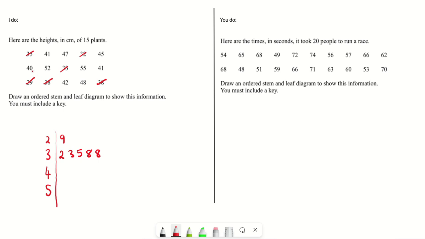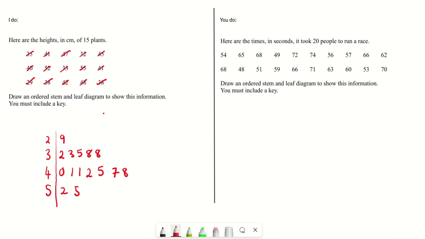In the 40s, I have 40. I have 41. Another 41. I also have 42, 45, 47, and 48. Then on to the 50s, I have 52 and 55.